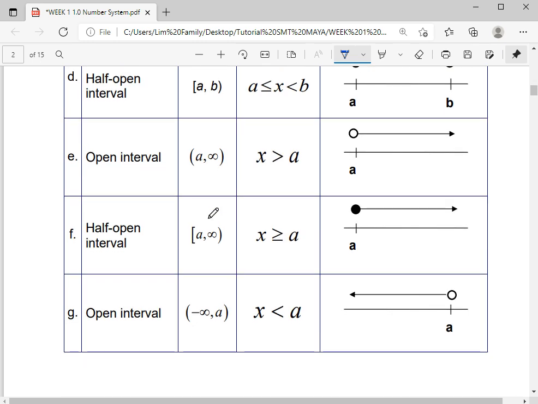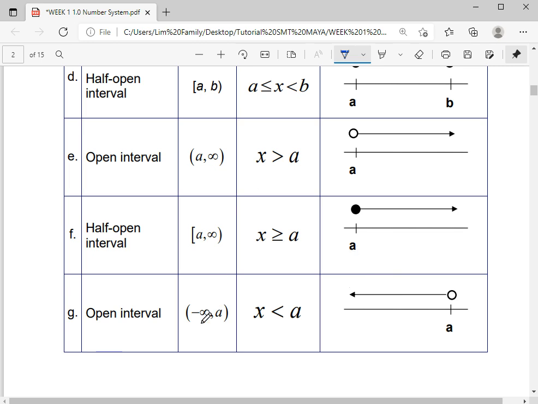Okay, so when we have a closed interval here, this box bracket means A is included. That's why A is a dense circle. So how about when x is less than A? When x is less than A, it means the numbers smaller than A. So A is here, and when it says smaller, we will draw it to the left-hand side. So we will drag our arrow to the left-hand side.